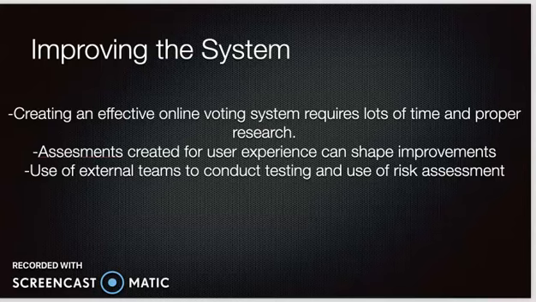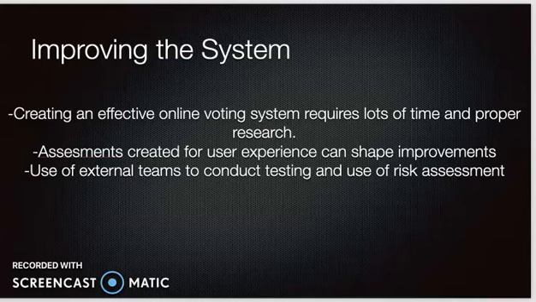So how exactly can we improve the system? One of the ways mentioned through the research that I conducted was that you have to create an effective online voting system, and doing so requires a lot of time and a lot of proper research, as you have to have various trials to ensure that the system is free from very visible vulnerabilities, and then you also have to assume certain risks or different things that could happen. You have to consider every single possibility when creating a system.